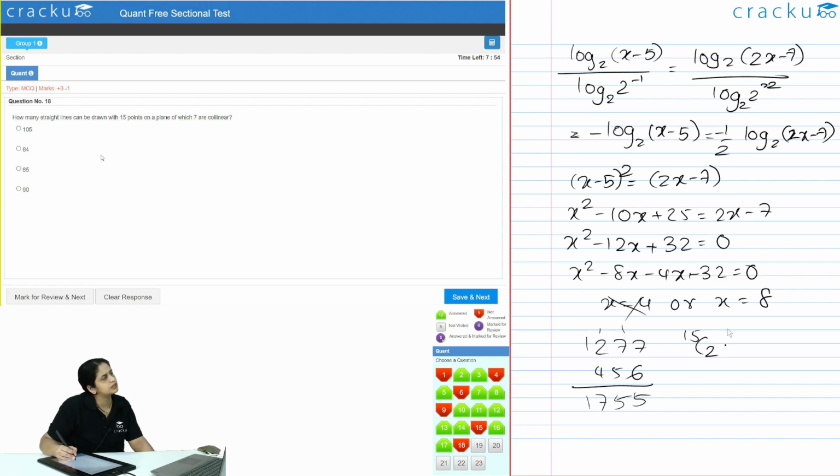Lines. So essentially, all the ones which are collinear will be the same line. So if you pick 7C2, minus 7C2 plus 1, which is essentially the same line. If you pick any 2 of those points, it's the same line. 15C2 is 15 into 14 divided by 2, so that is 105. So that is 105 minus 7C2, so 7 into 6, so minus 21 plus 1, so that is 85.